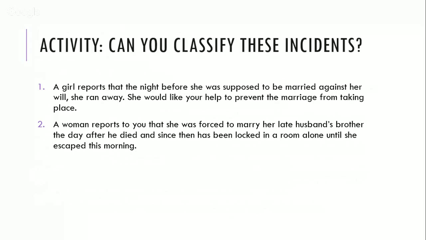Now, these are all one sentence or two sentence scenarios. This is just for the purpose of this example. In real life, when you're speaking with clients, you're going to have a lot more information and you're going to have a fuller context of what actually happened to them.